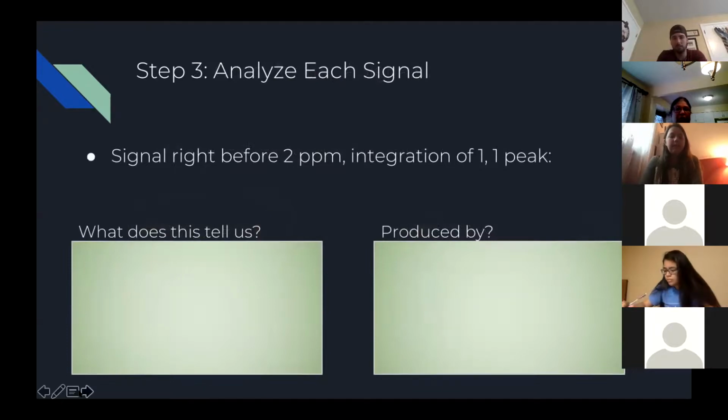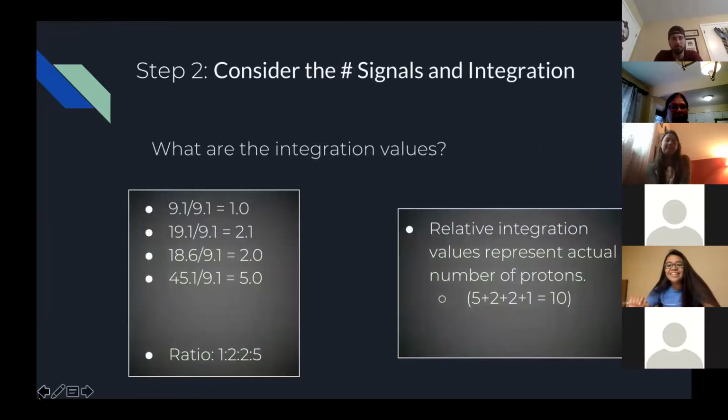Did y'all get that? Can you go back, please? Yeah, I don't know why I went forward. That's okay. So if you add up, there's 1 proton of one type, and then 2 of another type, 2 of a different type, and then 5. So that's 5 plus 2 plus 2 plus 1, that's 10. So in the formula, you have 10 hydrogens. So you don't have to multiply by another factor, okay?